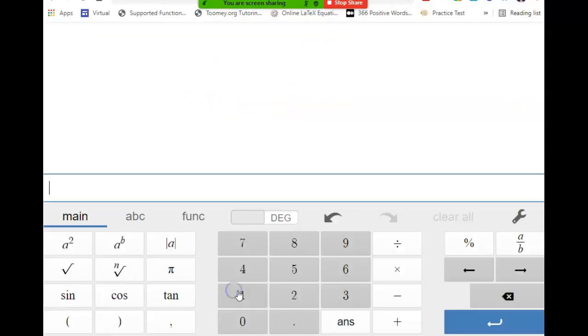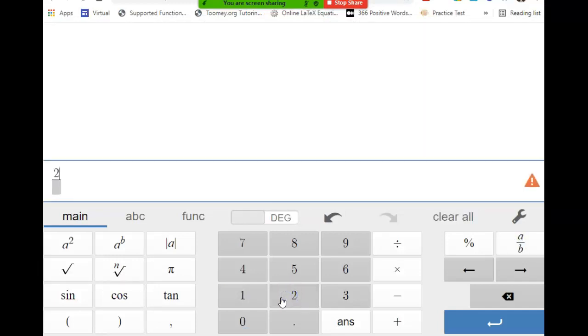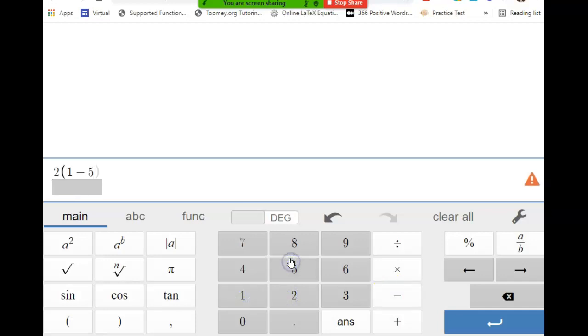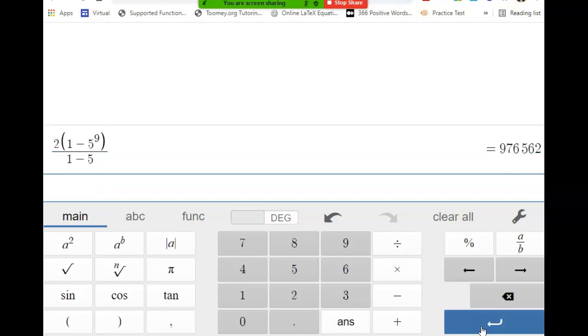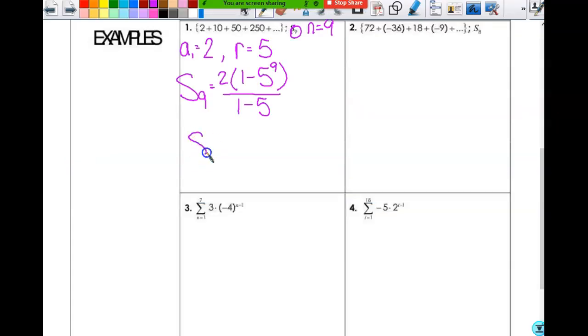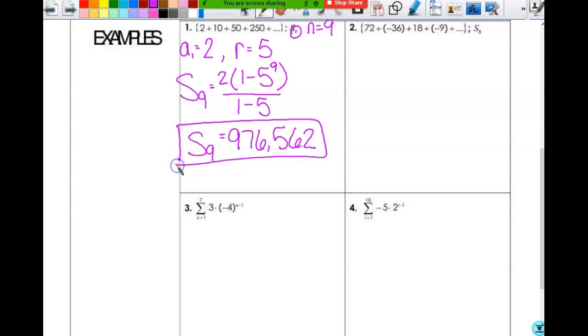So if I do that, I'll have a fraction. I'll put 2 times 1 minus 5 to the 9th power. Close my parentheses. In the denominator, I get 1 minus 5. And that's my answer, 976,562. Okay, any questions at all? All right, so you go ahead and try number 2.